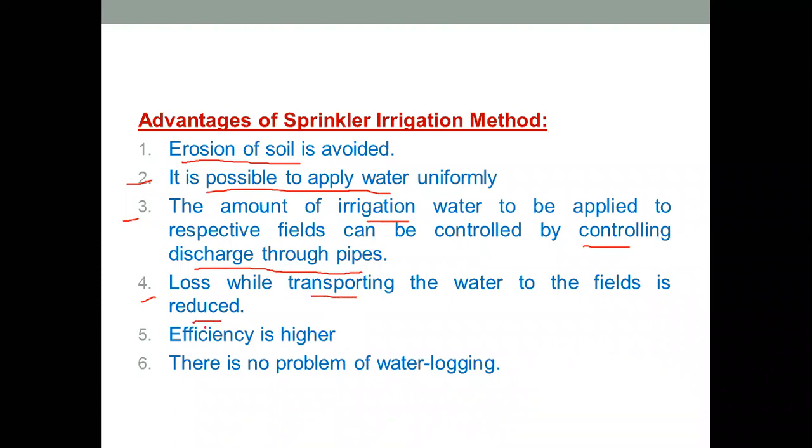So what this means is, now if you consider the check flooding method. What is the check flooding method? We provide a level land and that land is flooded. Now how do we provide water to that land? The water is diverted through canals.